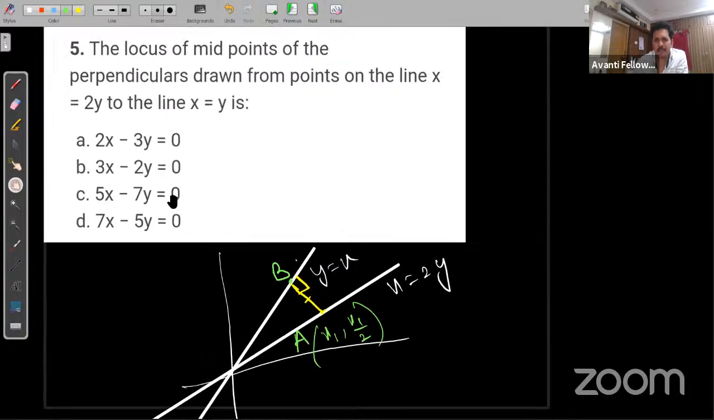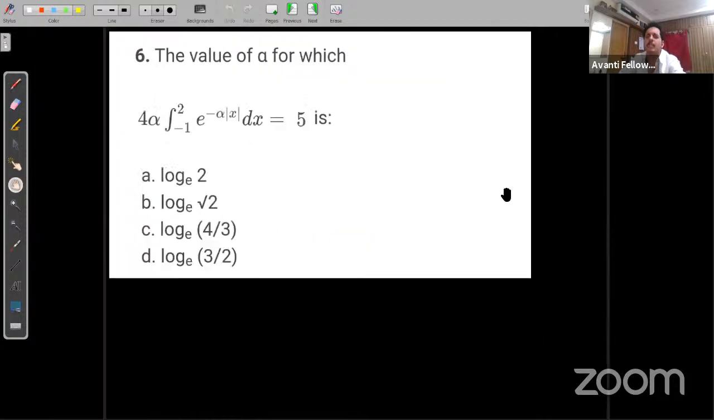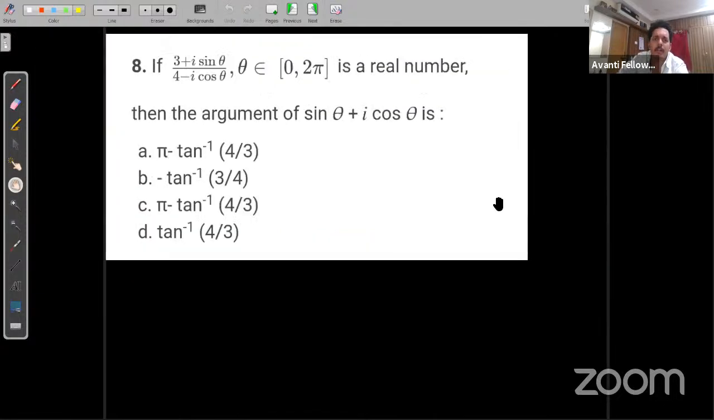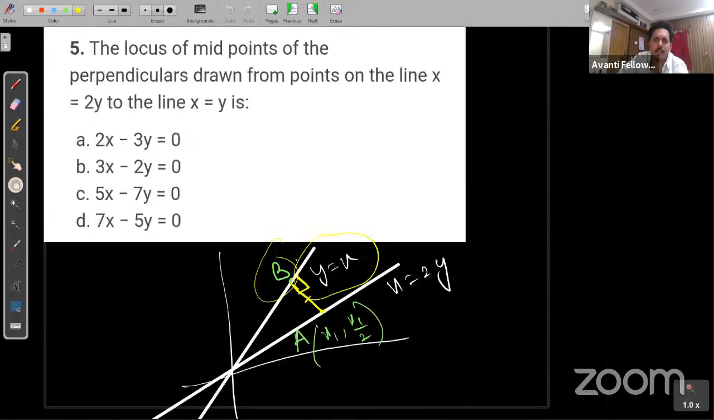Try it everywhere. Try to find the foot of the perpendicular from point A, (x1, x1 by 2), to the line y is equal to x. Once you find the point B, then your midpoint will be your locus. Try to do this question. More other questions are also there on the same question paper. I will discuss this in the next class, guys.